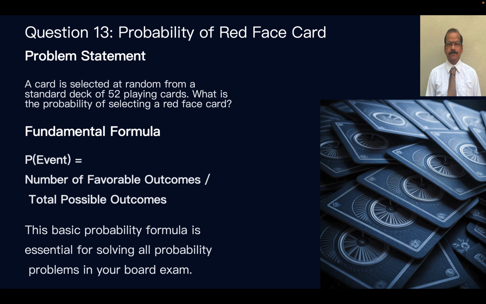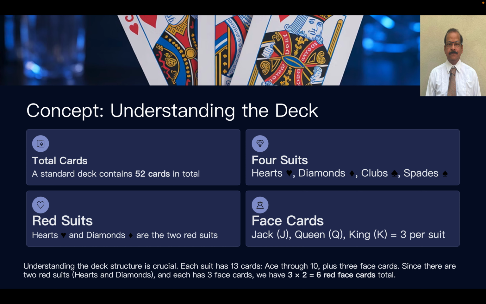Let us see in the next slide. Total cards, already seen, it is 52 cards. How many suits are there? 4 suits: hearts, diamonds, clubs, and spades. You know, hearts and diamonds are red in color, clubs and spades are black in color.